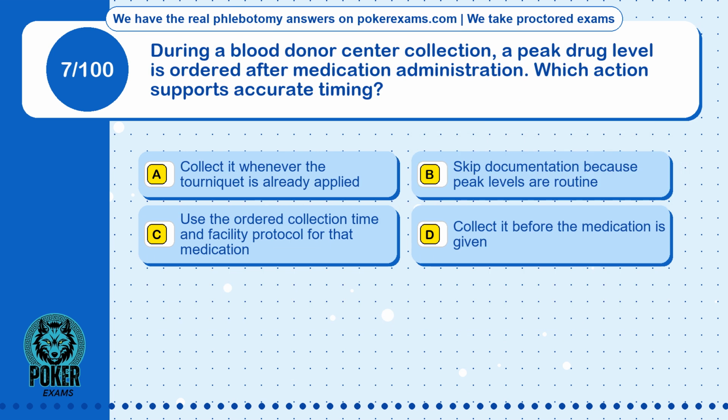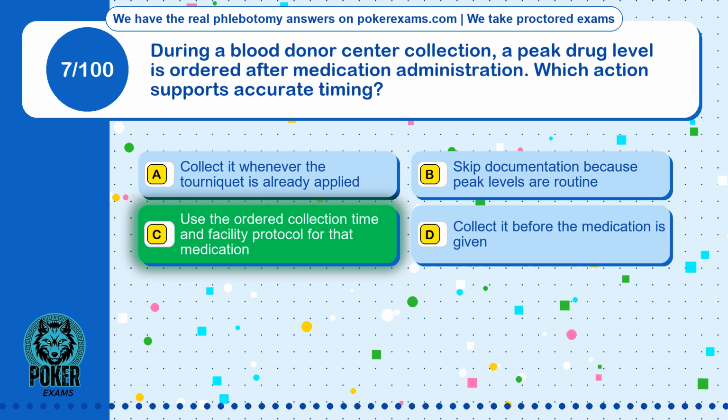Question 7. During a blood donor center collection, a peak drug level is ordered after medication administration. Which action supports accurate timing? Option A, collected whenever the tourniquet is already applied. Option B, skip documentation because peak levels are routine. Option C, use the ordered collection time and facility protocol for that medication. Option D, collected before the medication is given.